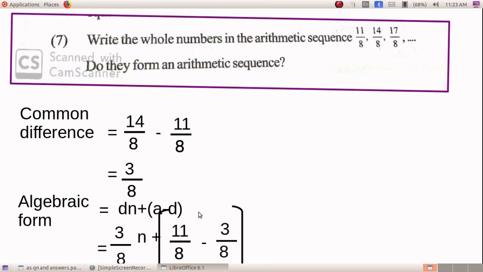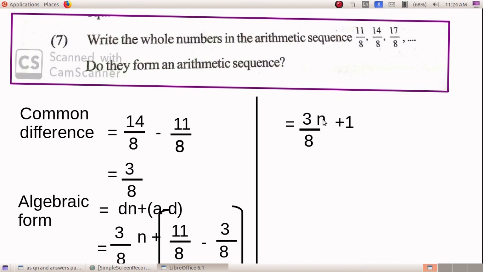On reducing this, 11 minus 3 will be 8, therefore 8 by 8 will be 1. So this is 3 by 8 n plus 1. This is the algebraic expression of this arithmetic sequence.